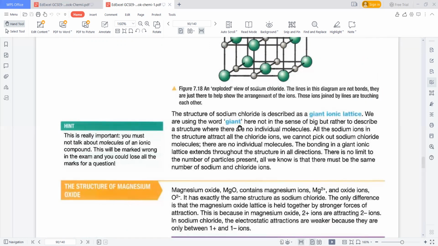What does that mean? The structure of sodium chloride is described as a giant ionic lattice. We use the word giant because it is a huge structure. So all the sodium ions in the structure attract all the chloride ions. Why? Because they have different charges on them. So in a collective way we can say that they are making a giant structure.